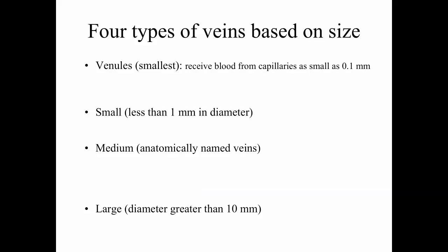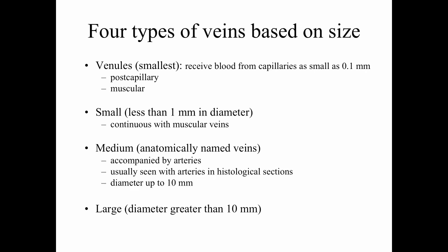There are 4 types of veins that can be described based on size. Venules are the smallest veins. They receive blood from capillaries and can be as small as 0.1 millimeter in diameter. There are small veins, medium veins, the so-called anatomically named veins, and then there are the very largest veins. The small veins or venules we can describe as either post-capillary venules or even muscular veins. There are small veins that are continuous with muscular veins.